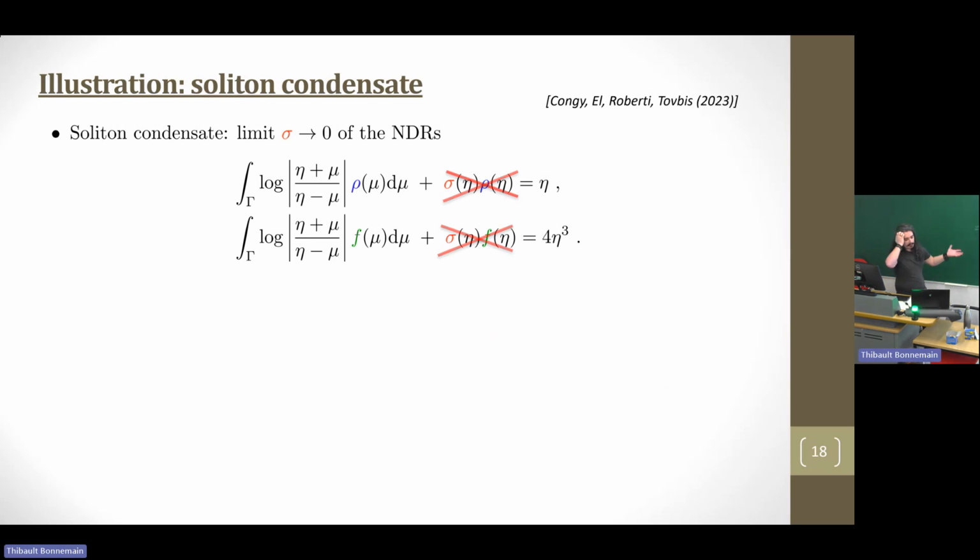The second particular class of soliton gases I want to discuss today is the so-called soliton condensate, and it's defined through the NDR as the limit sigma goes to 0. So in a way, you can think of this as a regime in which the interactions are dominant. Okay? And this also corresponds to the densest possible gas for a given support gamma.